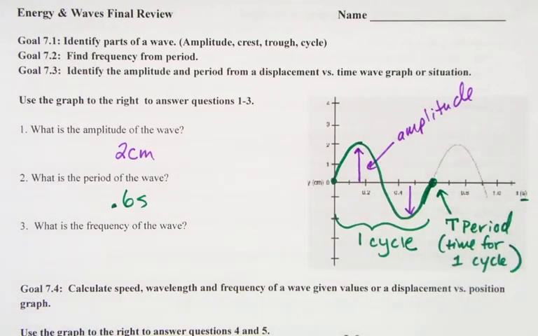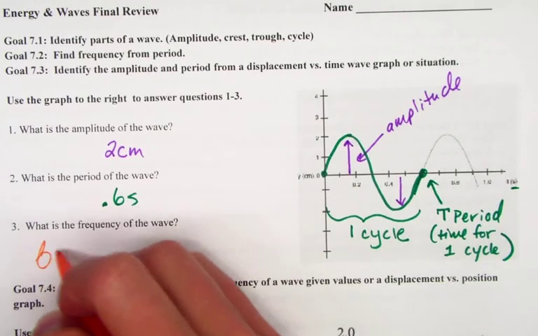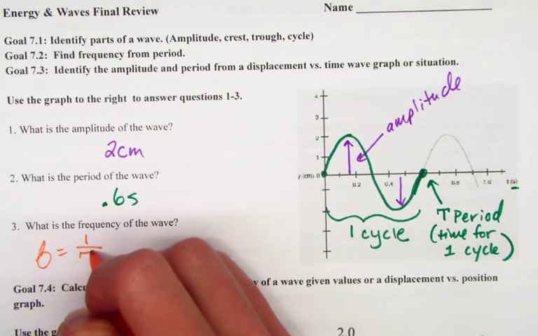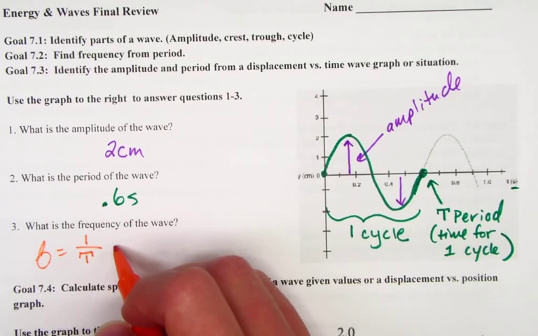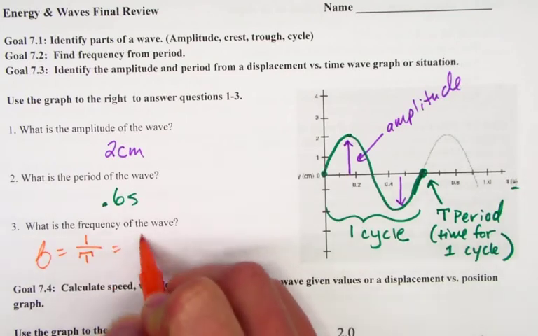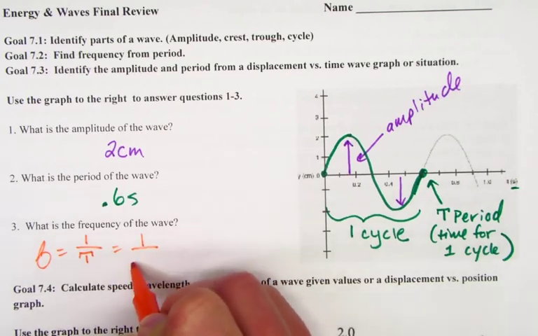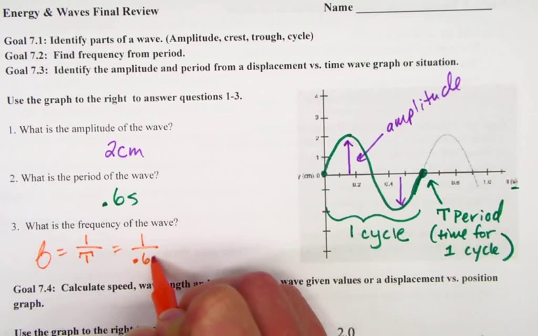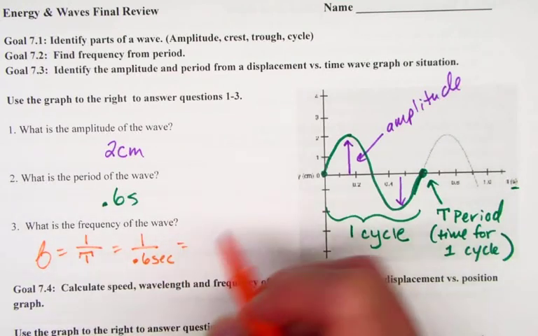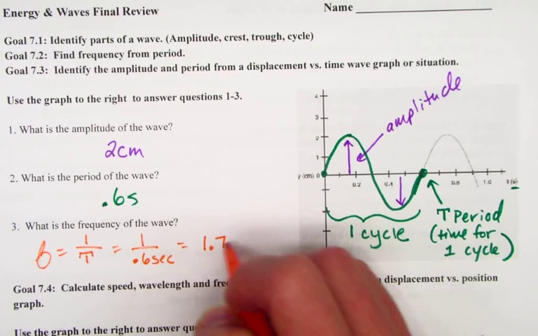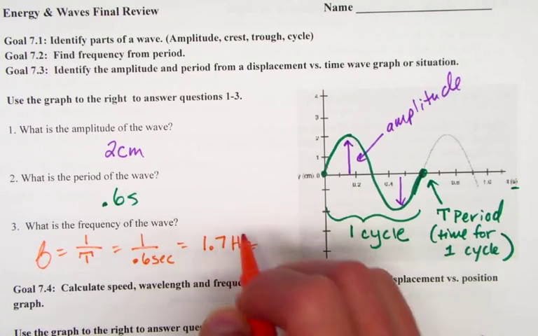And then we want to know the frequency of the wave. Well, the frequency of the wave is given by 1 divided by the period. It's just the reciprocal of the period. So if we do this, we have 1 divided by 0.6 seconds. Okay? And that's going to be approximately 1.7 hertz.